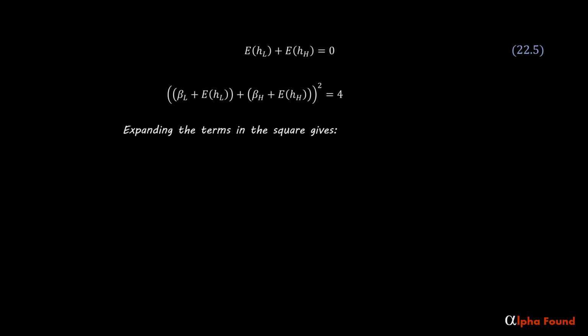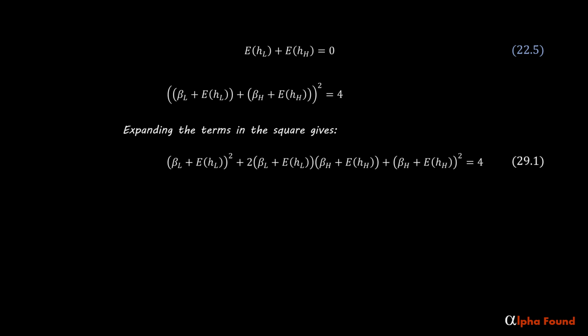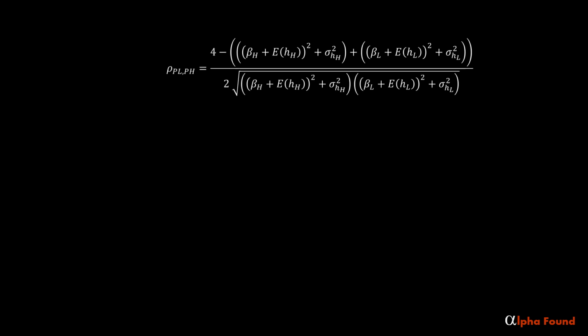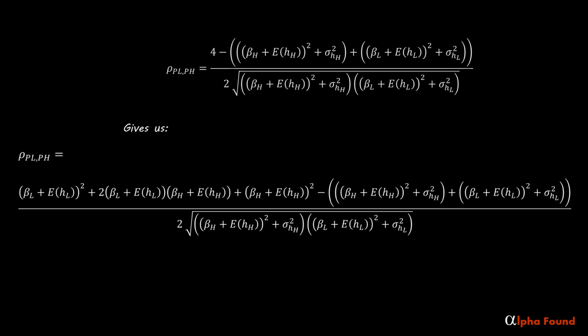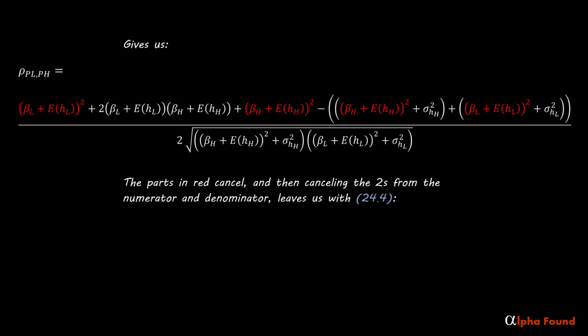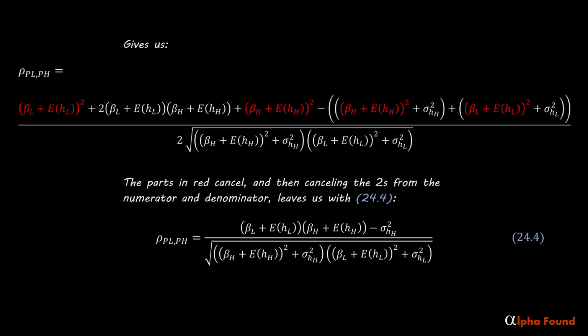Expanding the terms in the square gives, substituting 29.1 into the formula for correlation gives us the parts in red cancel, and then canceling the 2's from the numerator and the denominator leaves us with 24.4.